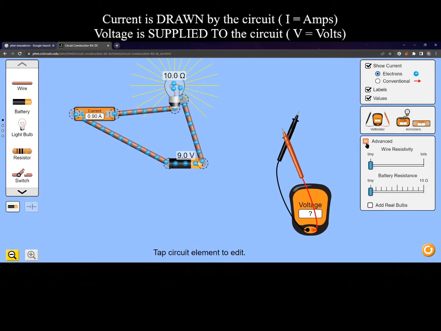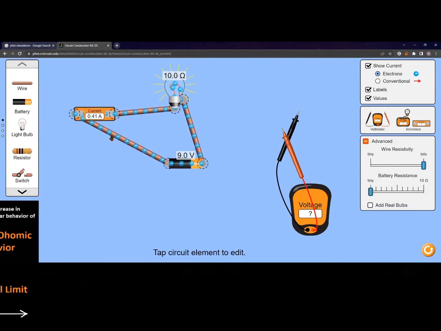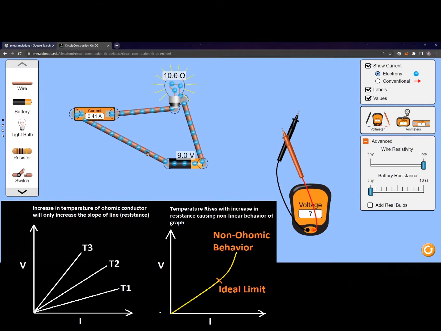Now let's look at the advanced options. At this moment, the wires are offering very little resistance. Now see, as I move the slider, the current is going down, the intensity of the light is also going down, and when it's too much, the bulb is barely glowing, and you can see the speed at which these electrons were moving is now slower.